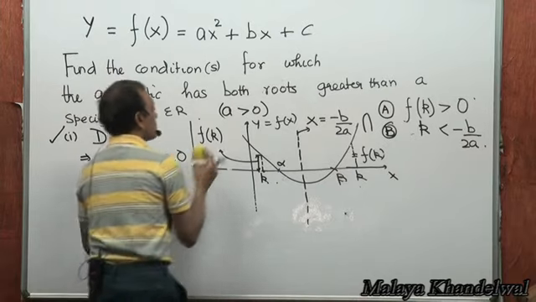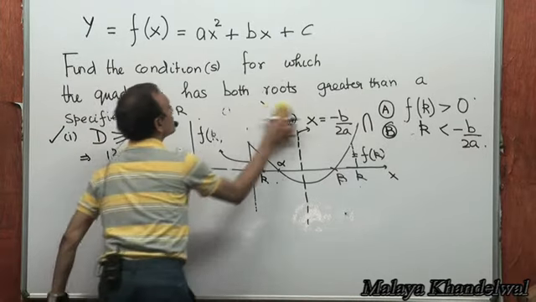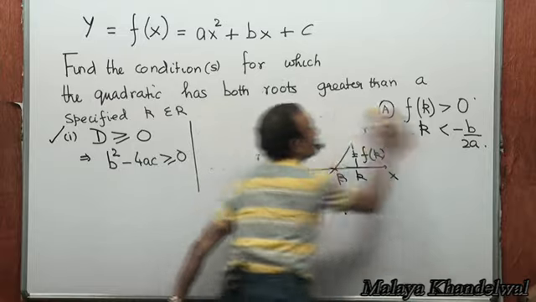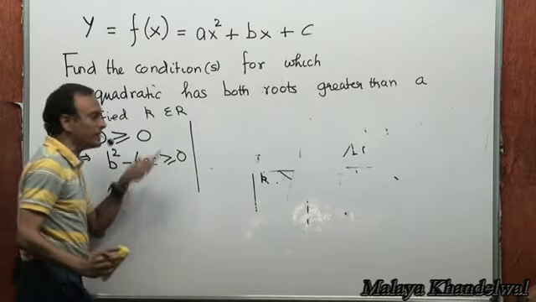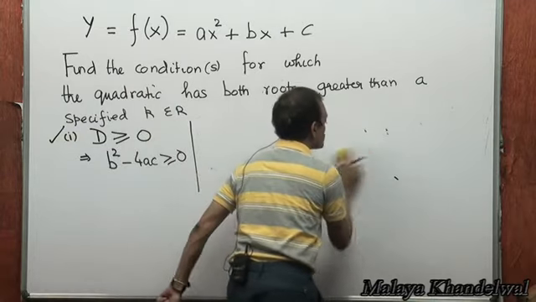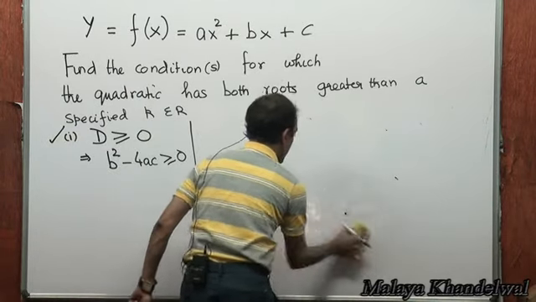Now, suppose a is less than 0. Of course, once again, discriminant will still be greater than or equal to 0 because roots are real anyways.